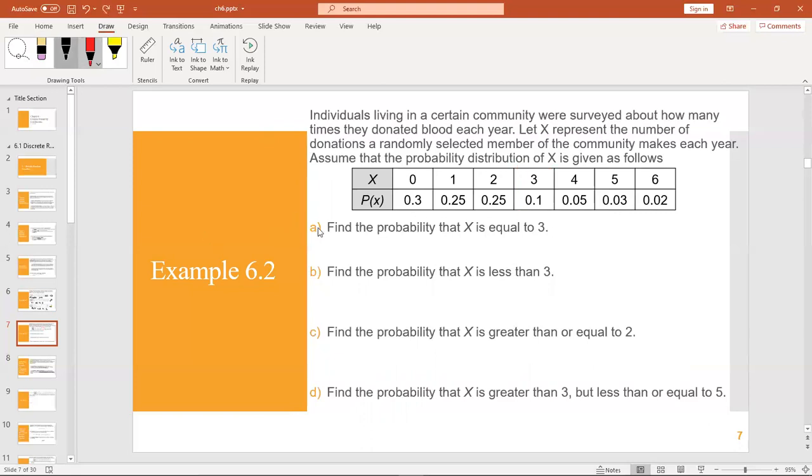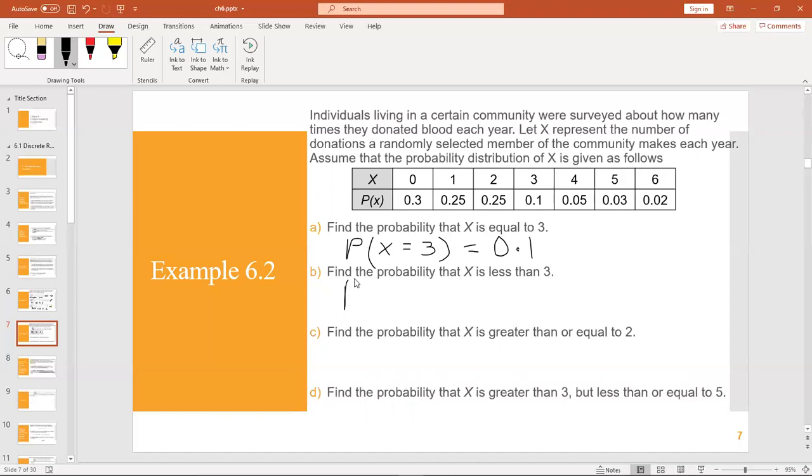So the way this is written, you would say P of X equal to 3. That would be the notation for this. And then you would say that is equal to 0.1. That's just the probability that goes with that value. So there you go. That would be your answer.